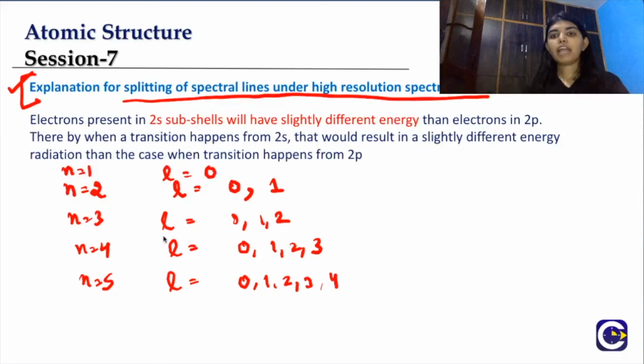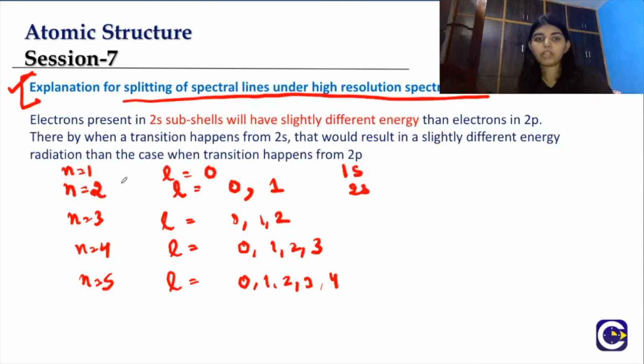Now we know that L equals 0 is the s subshell, L equals 1 is the p subshell, and L equals 2 is the d subshell. So we can categorize: 1, 0 will make 1s, because L equals 0 is s. 2, 0 will make 2s. 2, 1 will make 2p. 3, 0 will make 3s. 3, 1 will make 3p. 3, 2 will make 3d, because we are considering L equals 0, 1, 2, 3 as s, p, d, f.